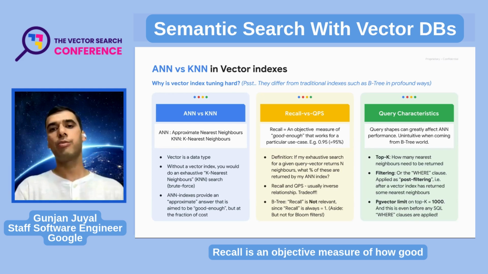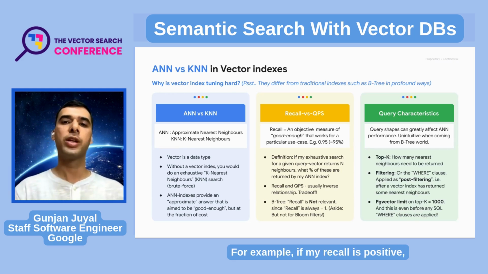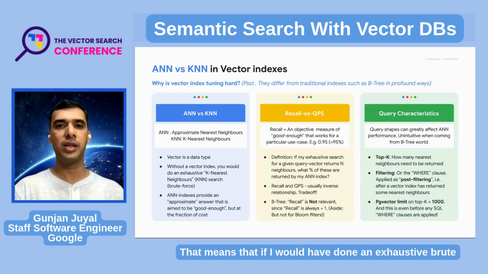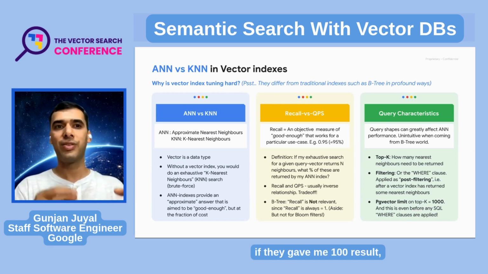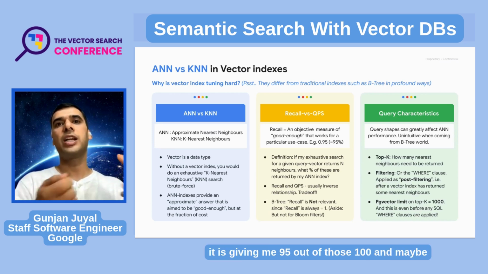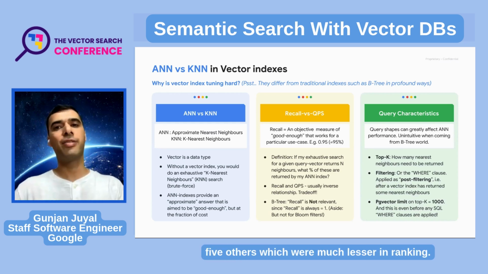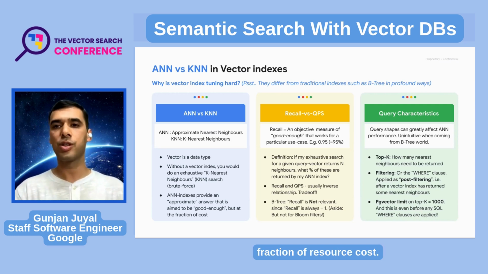Recall is an objective measure of how good an approximation I'm okay with. For example, if my recall is 0.95 or 95%, that means that if I would have done an exhaustive brute force search on all my vectors and it gave me 100 results, my ANN query is giving me 95 out of those 100 and maybe five others which were much lower in ranking. But it'll do that in a fraction of the time at a fraction of the resource cost.